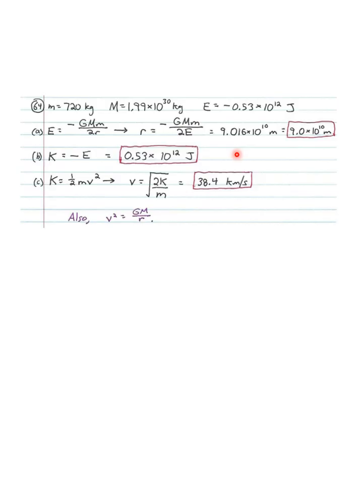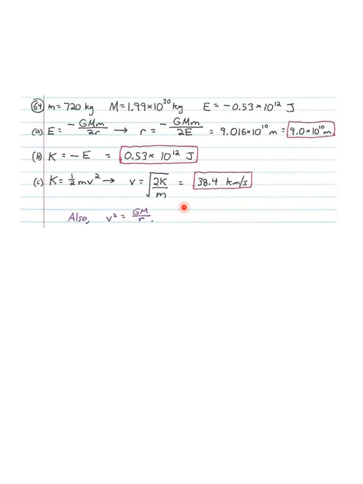And once we know kinetic energy, we can answer question C, which is its speed. Kinetic energy is 1/2 mv squared. And so we're going to solve for V. We get square root of 2 times kinetic energy over the mass of the satellite. Plug that in, you get 38.4 kilometers per second.